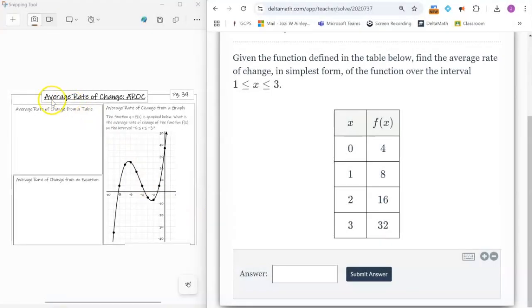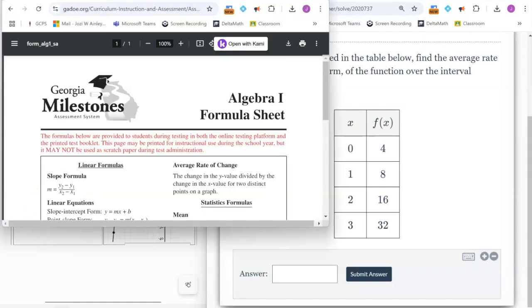All right, so we're going to take a look at average rate of change, AROC for short. Average rate of change is very similar to slope. The only difference is that you no longer have a straight line. If you look at your formula sheet, you're going to see it has it in the actual formula sheet. It says average rate of change is the change in the y value divided by the change in the x value for two distinct points on the graph.